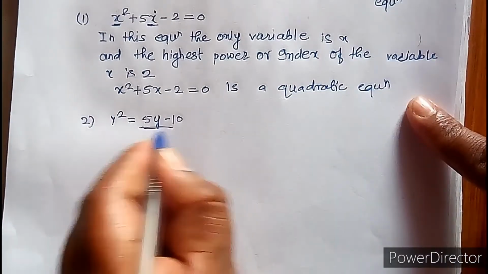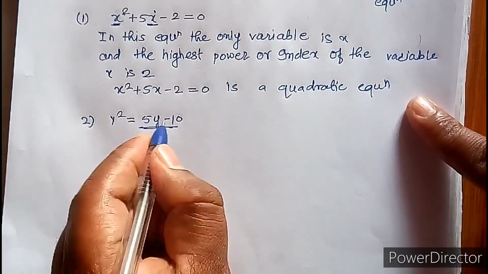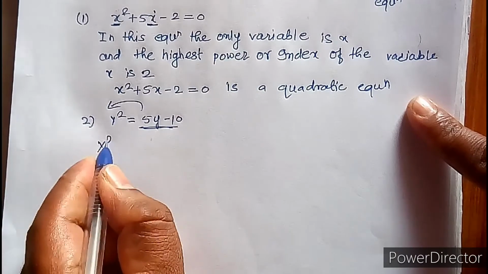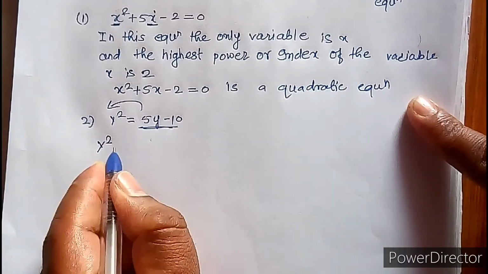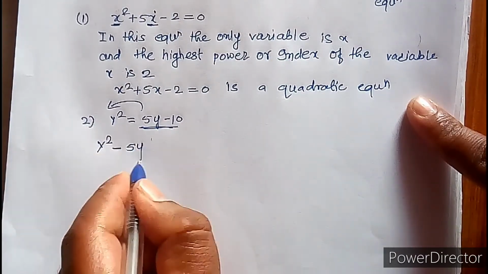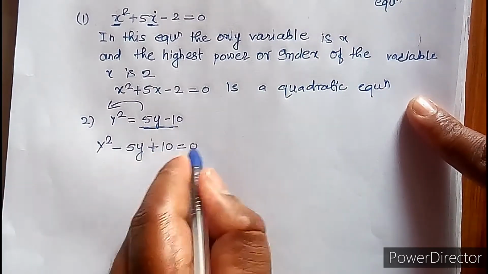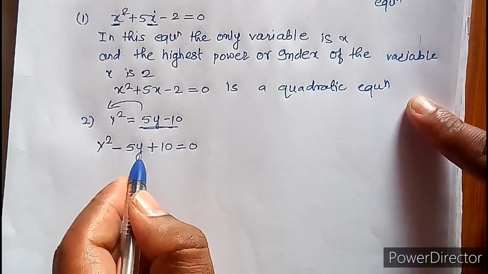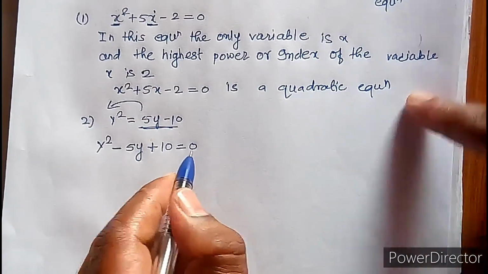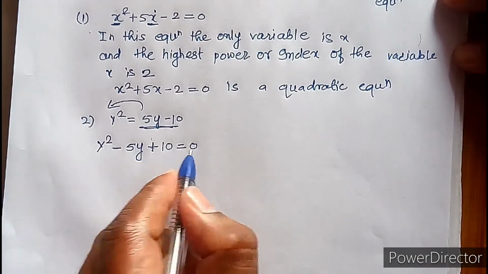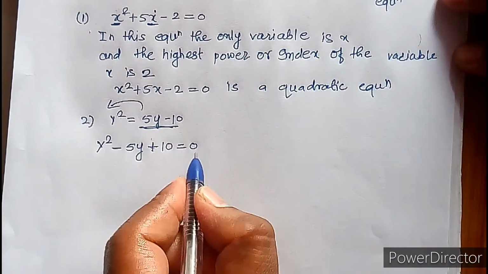Now on shifting this 5y and minus 10 to the left hand side, what we get, y square as it is, now plus 5y will become minus 5y, minus 10 will become plus 10 equals to 0. We get y square minus 5y plus 10 equals to 0 is the new form of the equation.